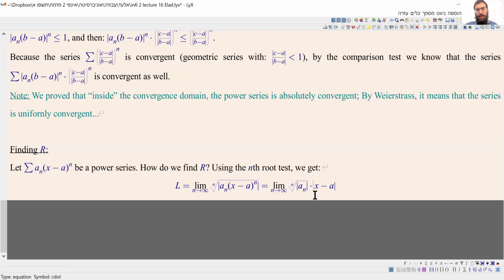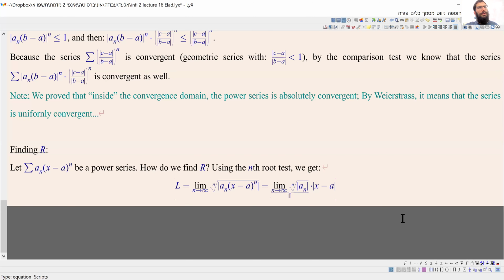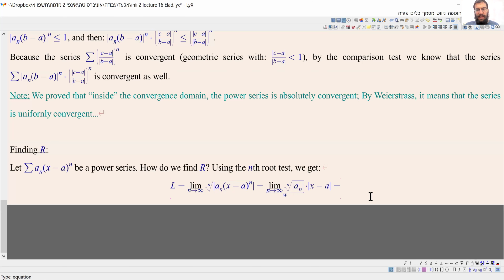And let's denote this one with a different letter. What's your favorite letter from the Latin alphabet? W. W. Okay. You can use the Greek as well if you want. I have Greek here as well. It is W multiplied by x minus a.